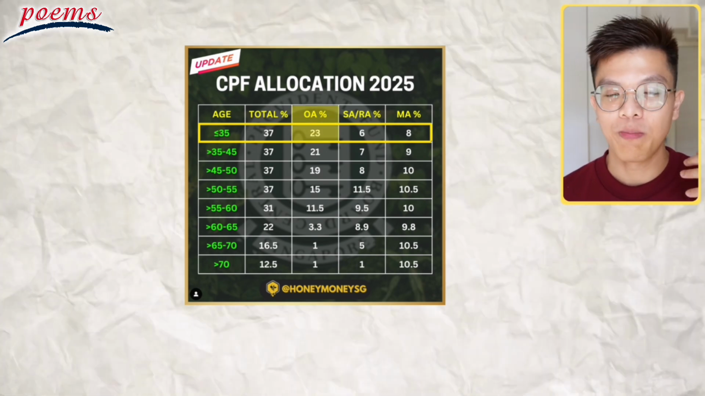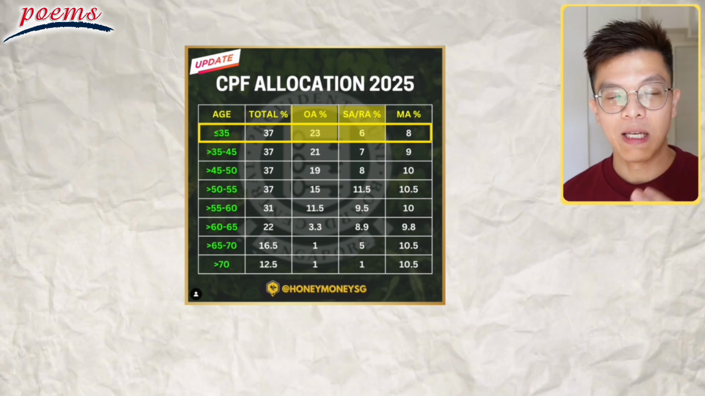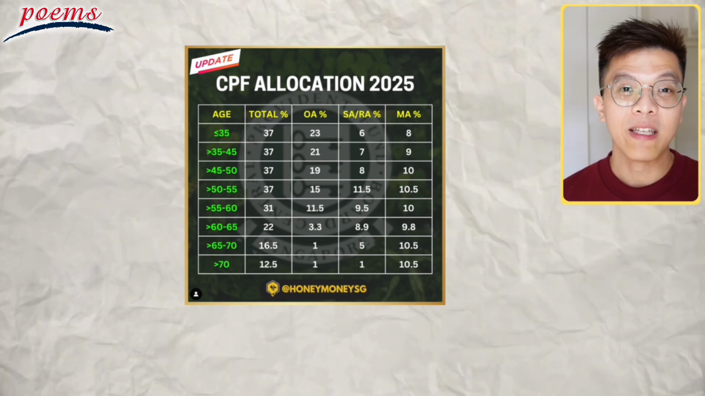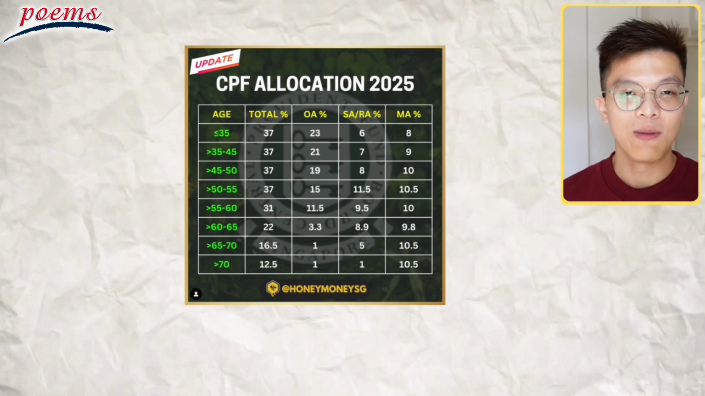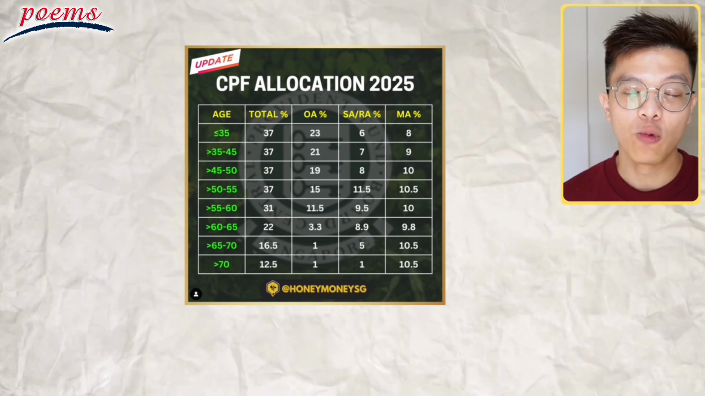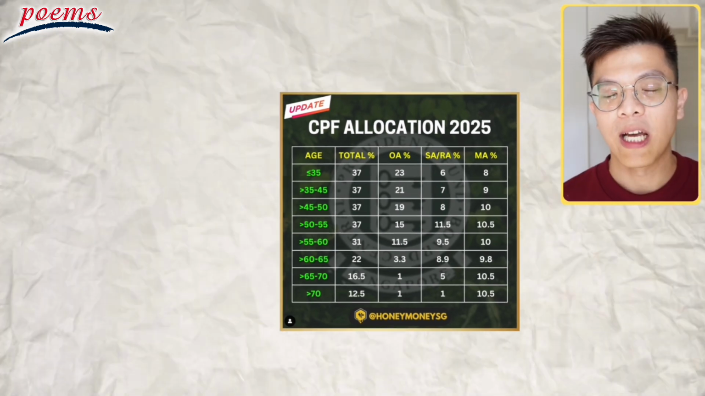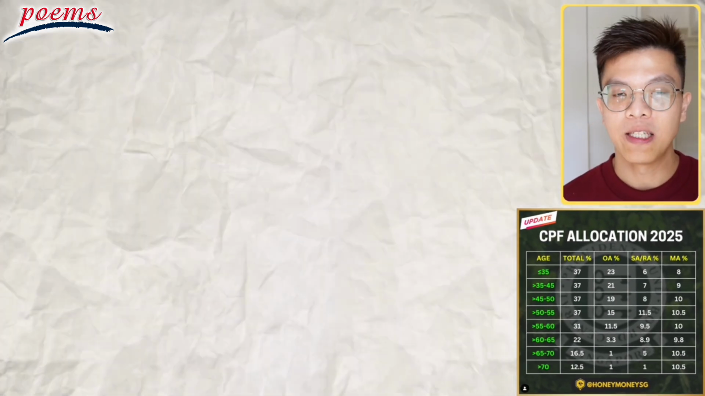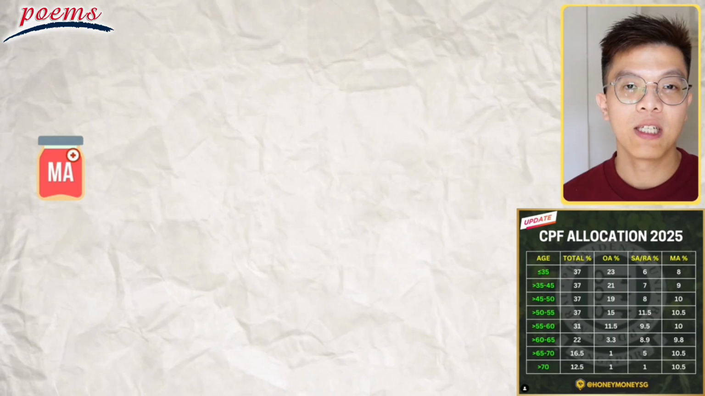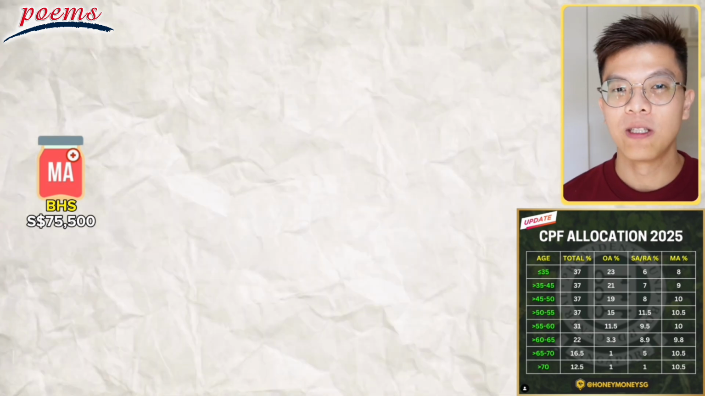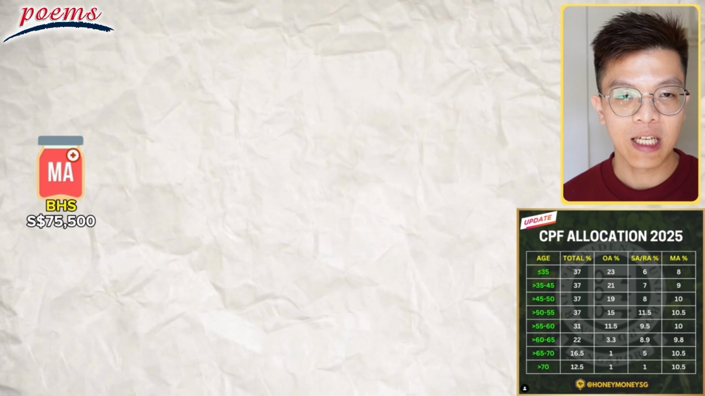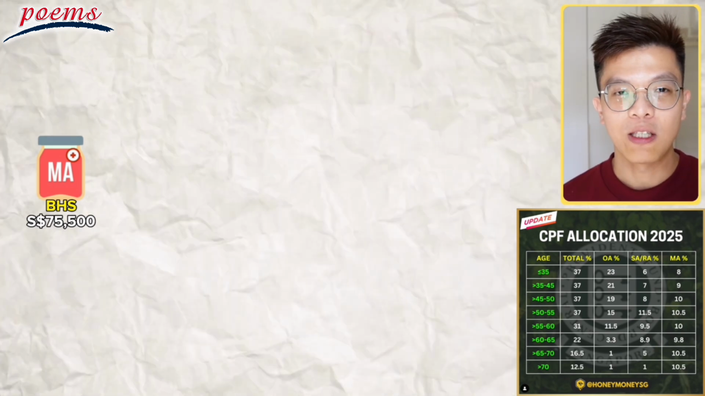Alright, so 23% OA, 6% SA, 8% MA. How is the supercharging strategy going to work? And by all means, if you're not in this age group, then you have to refer to the CPF allocation table and see which numbers fit your age group and do the specific calculations yourself. So like I said, the first order of supercharging effect is that you need to have your MediSave account reach the basic healthcare sum, which for this year is $75,500. So if you haven't reached the cap yet, then there is no supercharging effect to be calculated.